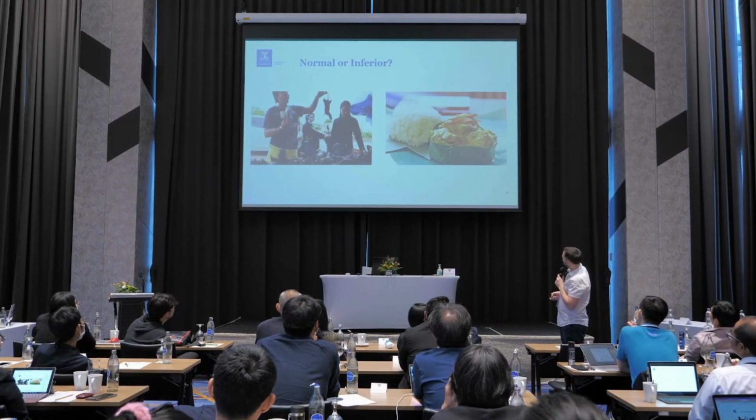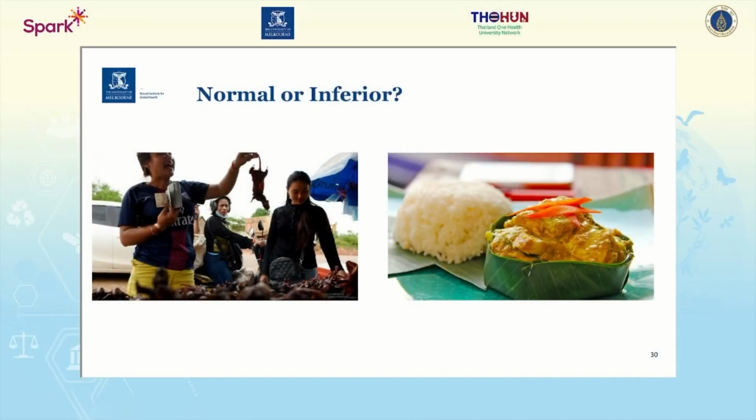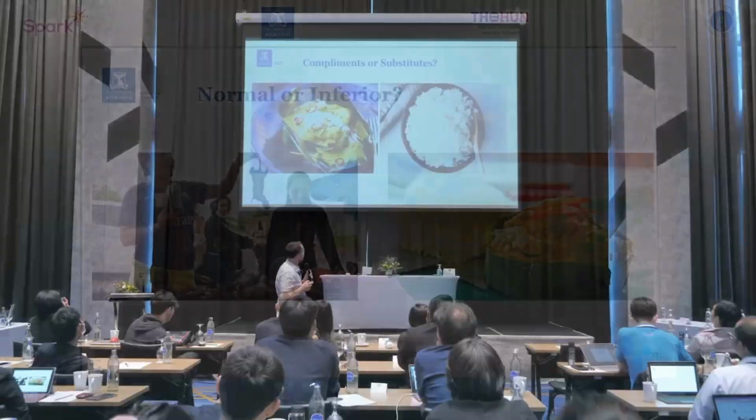Okay. Next to it, we have, actually, I'm not sure what that is. Anyway, it looks good, right? Yes. I forget. Oh, is it fish amok? Yeah, so we have some nice fish amok and steamed rice. Normal good or inferior good? Normal. Excellent.